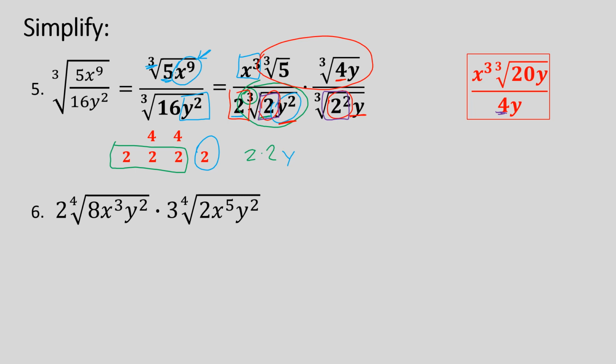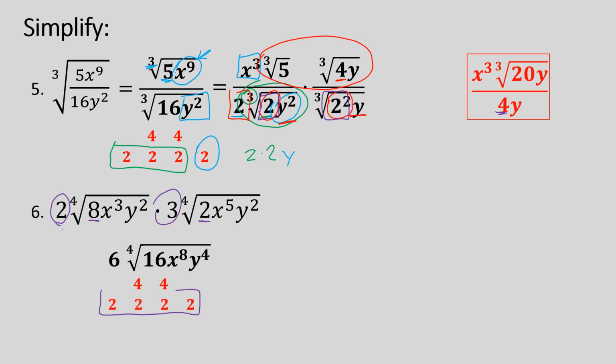Number 6, let's start off by just putting everything together. 2 times 3 is 6. 8 times 2, this will be on the inside, is 16. Add all those exponents, x to the 8th, y to the 4th. That's inside a 4th root. Break down that 16 into 4 2's. We have the 4th root of 2 to the 4th power, and we're looking for groups of 4 in x to the 8th, y to the 4th.